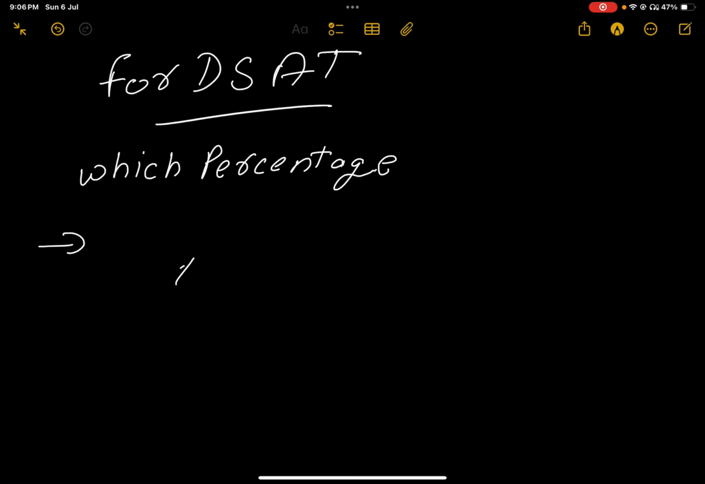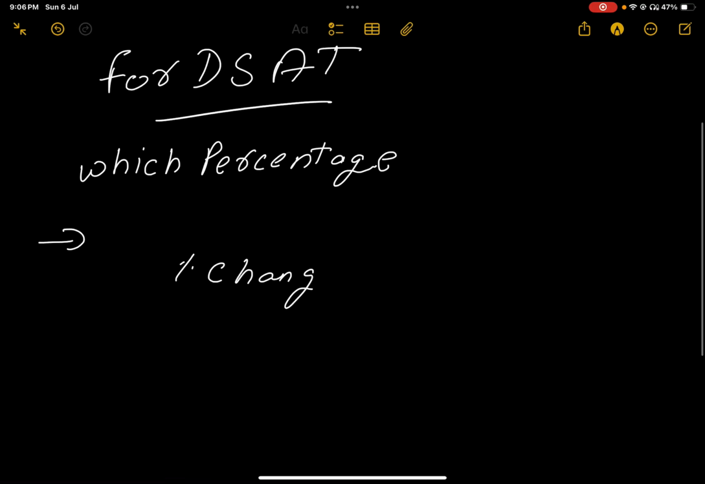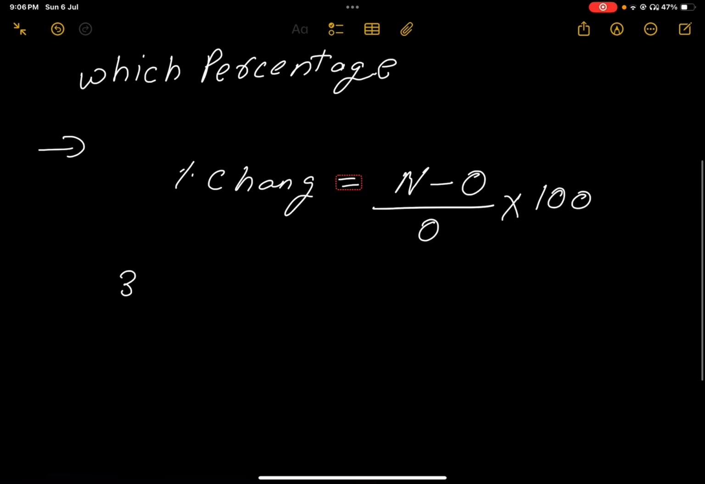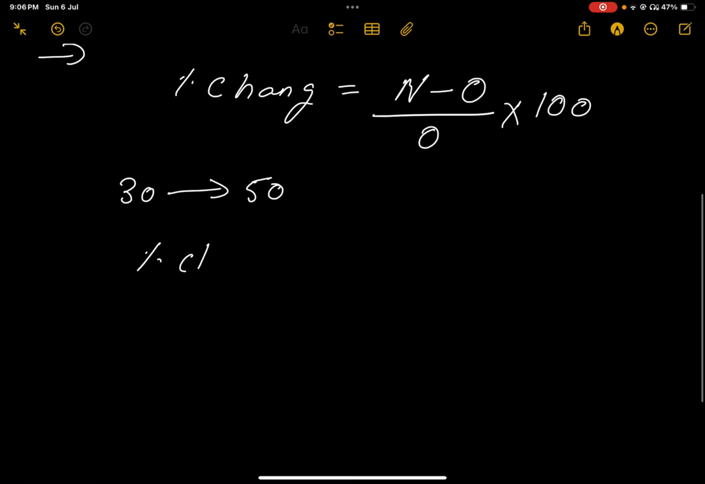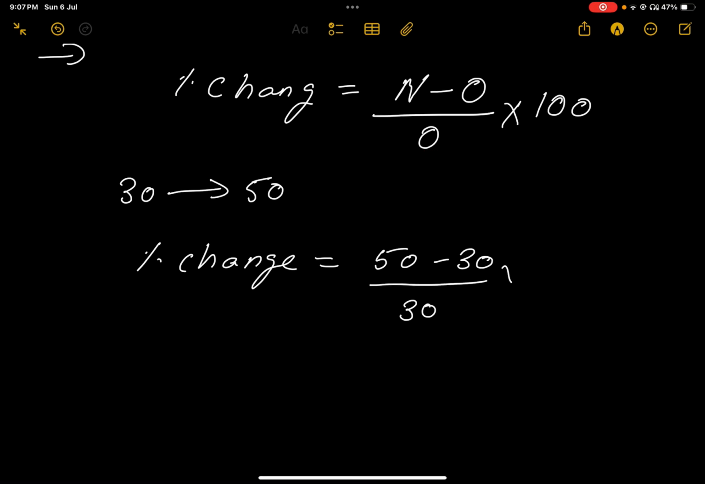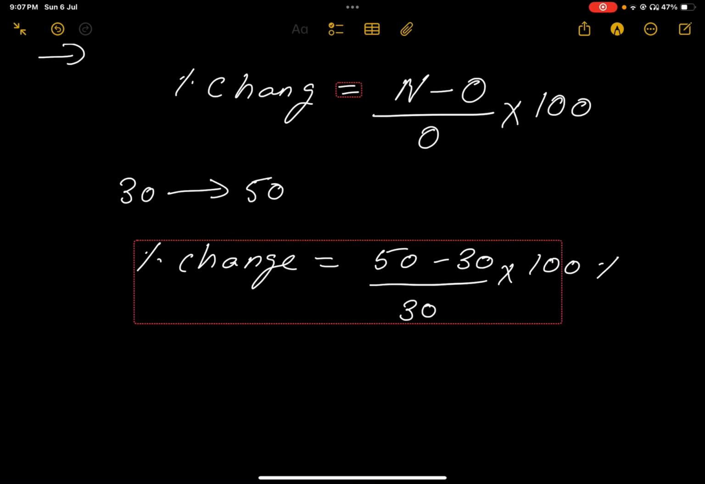the percent of change is equal to new number minus original number divided by original number into 100. And if you have to change 30 to 50, what is the change? How can we find the change? So the percent of change is new number, which is 50, minus old number divided by old number into 100 in percentage.